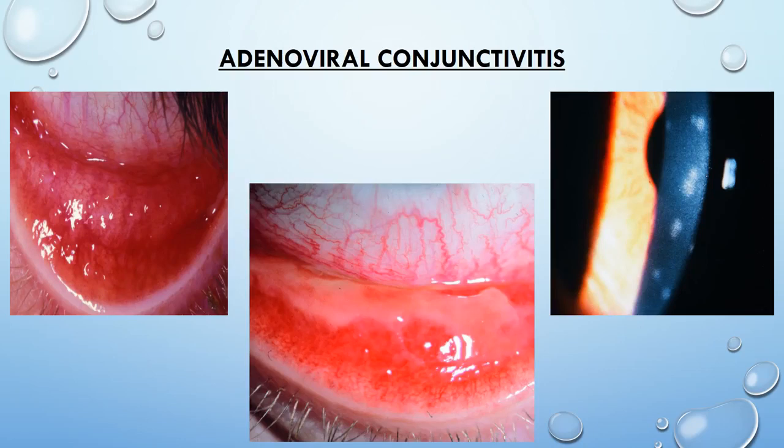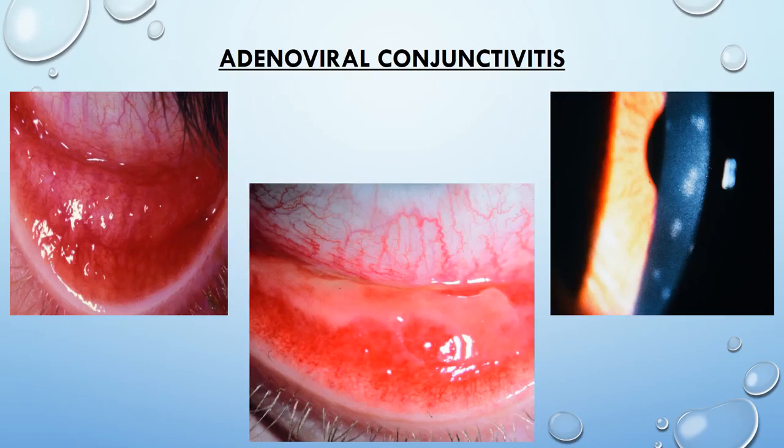Adenoviral conjunctivitis. The spread of this highly contagious disease is facilitated by the ability of viral particles to survive on dry surfaces for weeks and by the fact that viral shedding may occur for many days before clinical features are apparent. Signs that occur in adenoviral conjunctivitis may include eyelid edema and tender preauricular lymphadenopathy.